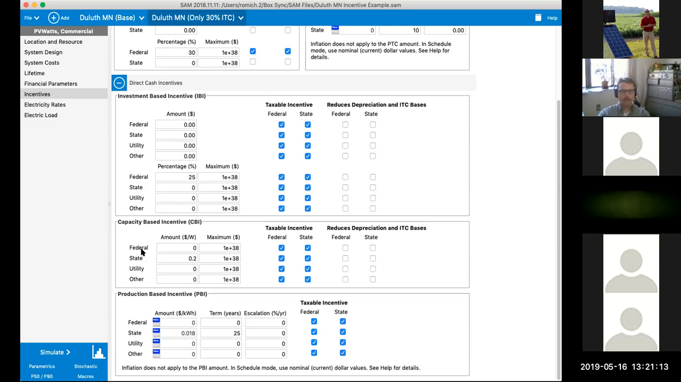If we move on down, this capacity-based incentive is going to be an example of that Minnesota Power Grant. So that was $200 per kilowatt. Here we're looking at an amount per watt. So we would take 200 divided by 1,000 because there's 1,000 watts in a kilowatt, and we're going to apply 20 cents per watt. And then at the bottom, I went ahead and put in a production-based incentive, assuming that we were going to receive $18 per megawatt hour over 25 years.